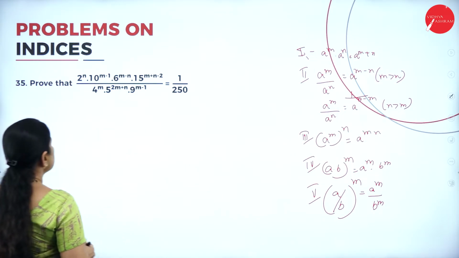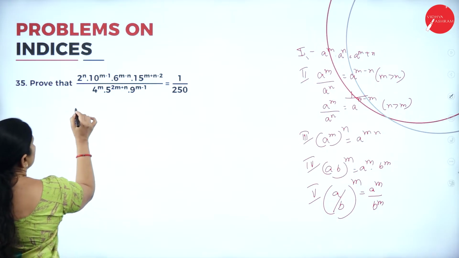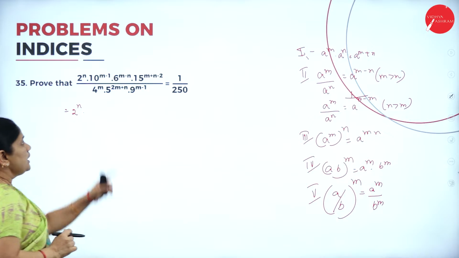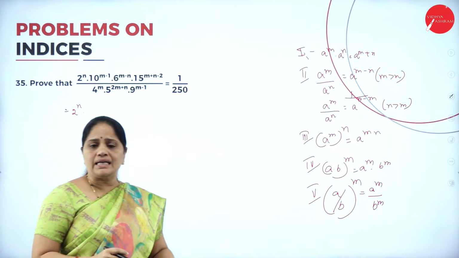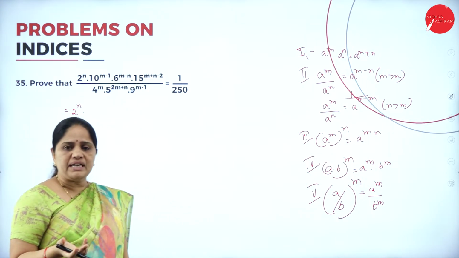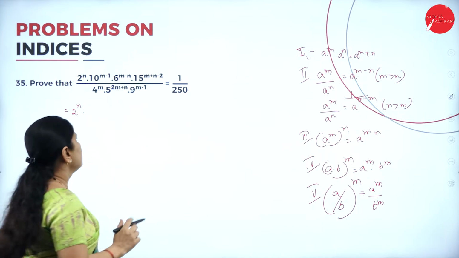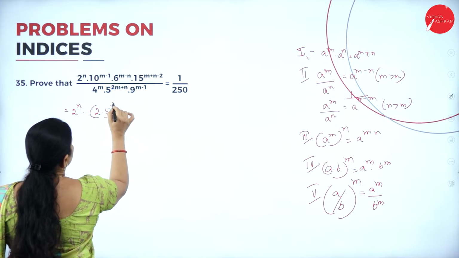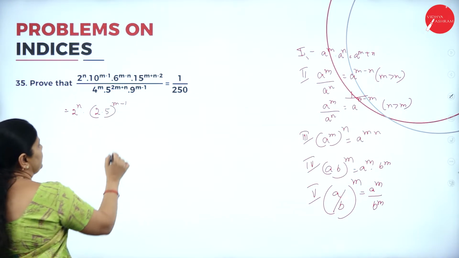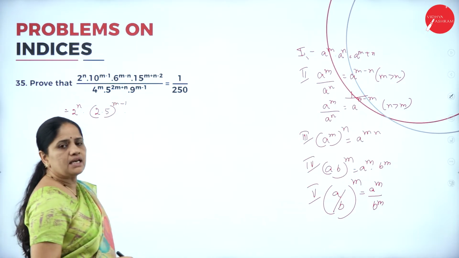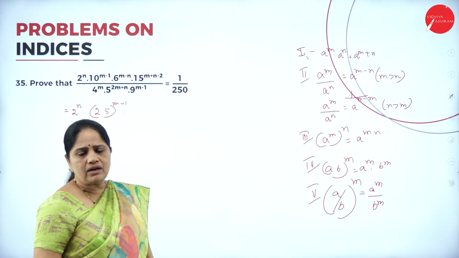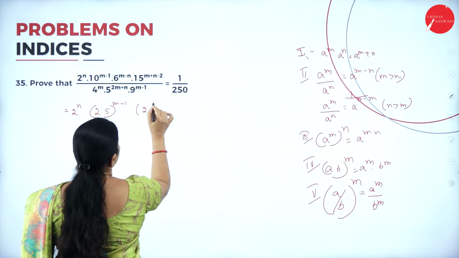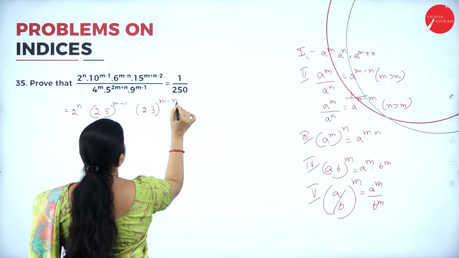Now, here in this problem, this will be equal to 2 to the power of n into 10 to the power of m minus 1 is given. Now, this 10 can be written as 2 into 5. Now, I will write it as 2 into 5 to the power of m minus 1. Then, they have given us 6. Now, 6 is the factor of 2 into 3. So, I will write it as 2 into 3 to the power of m minus 1.